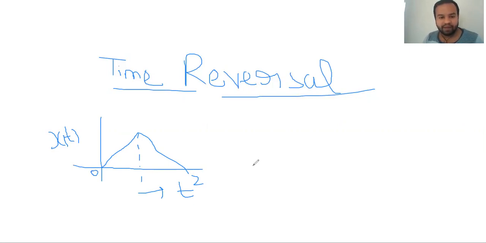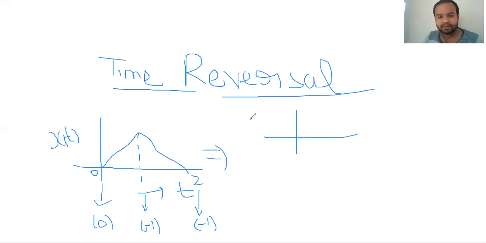The first method is a very easy method. You just multiply all these values by minus 1. You can justify this. What will happen if you have to draw x of minus t? Time reversal, I'm talking about. You have to draw x of minus t with respect to time.